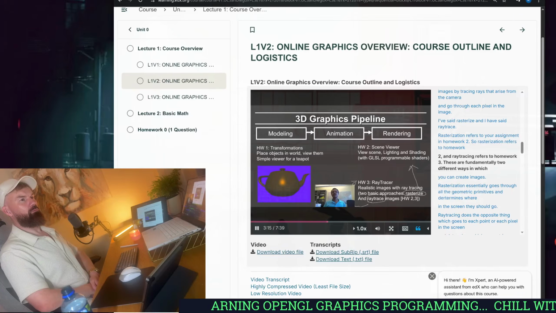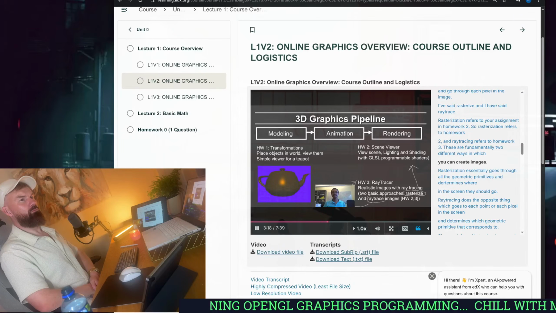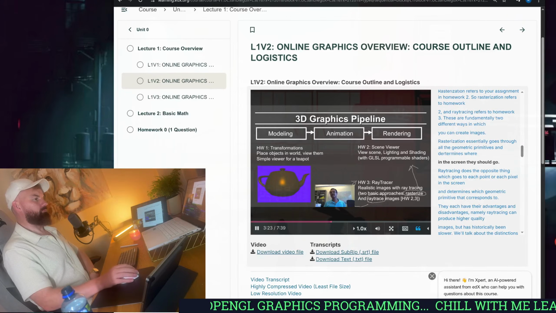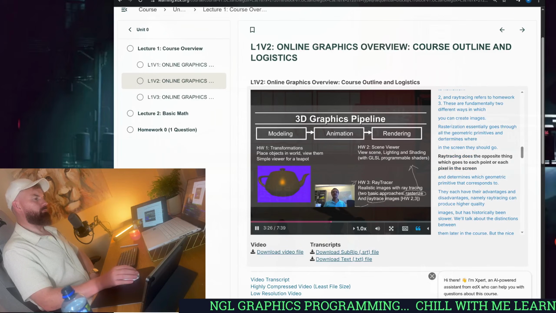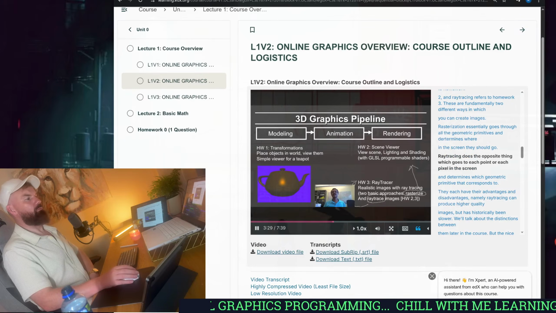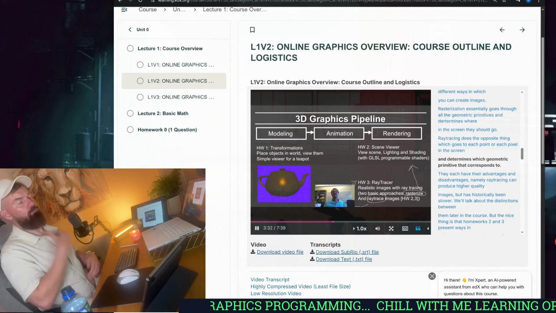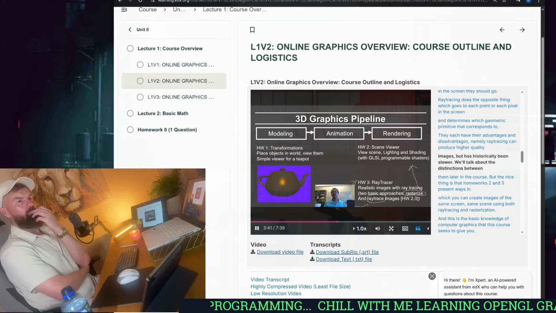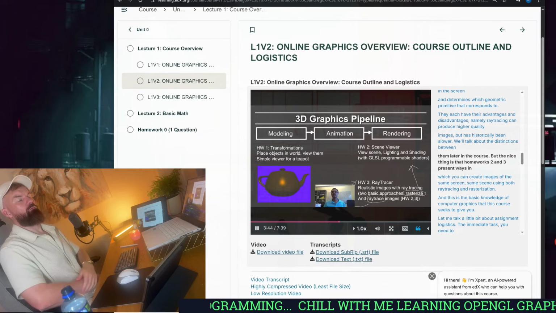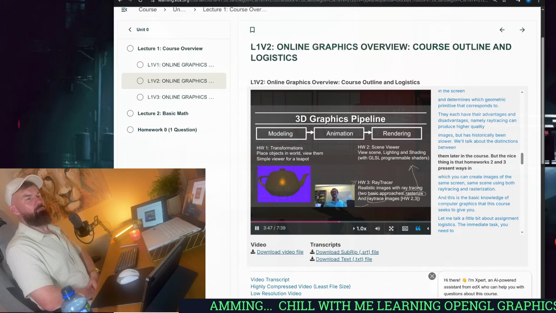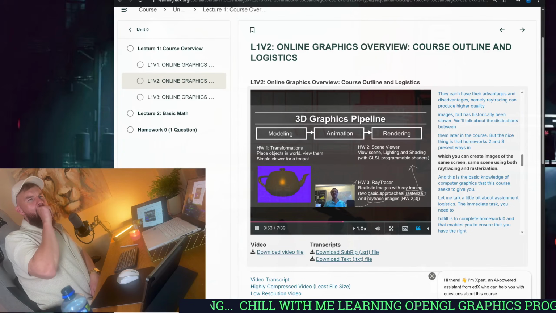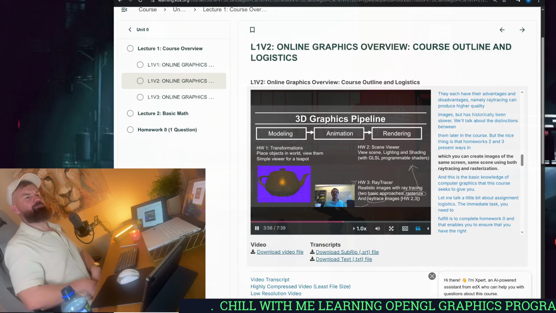These are fundamentally two different ways in which you can create images. Rasterization essentially goes through all the geometric primitives and determines where on the screen they should go. Ray tracing does the opposite thing, which goes to each point or each pixel on the screen and determines which geometric primitive that corresponds to. They each have their advantages and disadvantages, namely ray tracing can produce higher quality images but has historically been slower. We'll talk about the distinctions between them later in the course. But the nice thing is that homeworks 2 and 3 present ways in which you can create images of the same scene, using both ray tracing and rasterization.